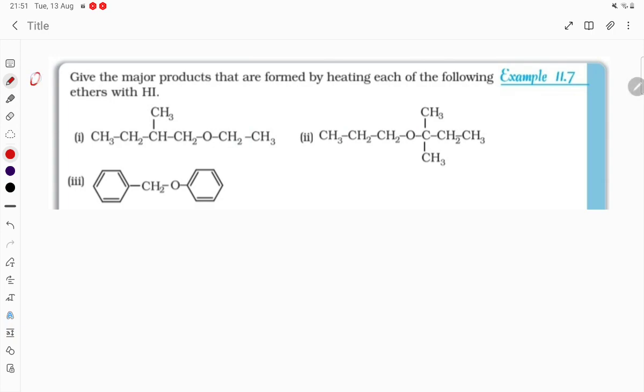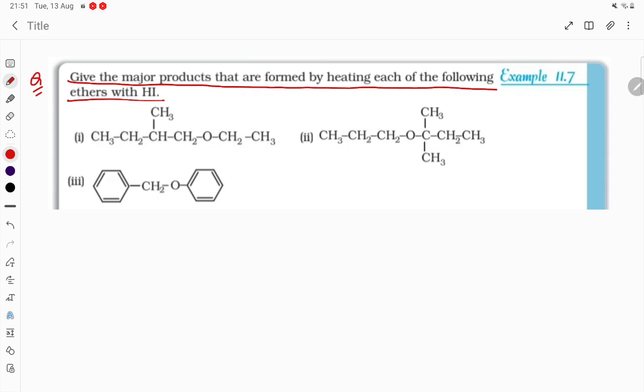This is asked by my student only. This problem is somewhat good problem you can say. How can we solve this problem? Let us see the question. Give the major product that is formed by heating each of the following ethers with HI.